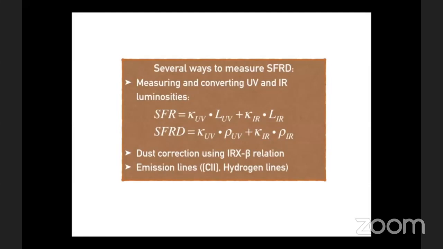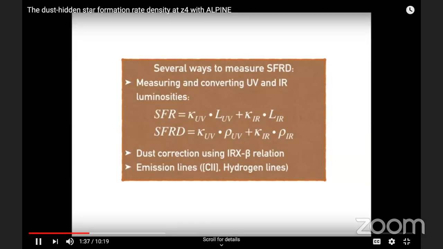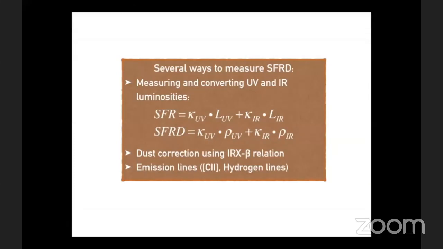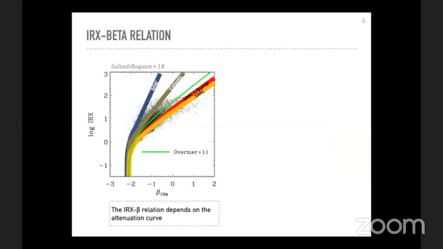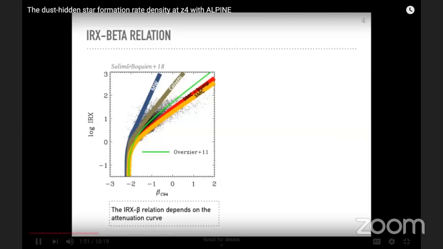However, we don't always have the information about the infrared luminosity, and therefore we can use some dust corrections or emission lines. The easiest way to correct for dust is using the IRX-beta relation, where IRX is the ratio of infrared luminosity to UV luminosity, and beta is the UV continuum slope.